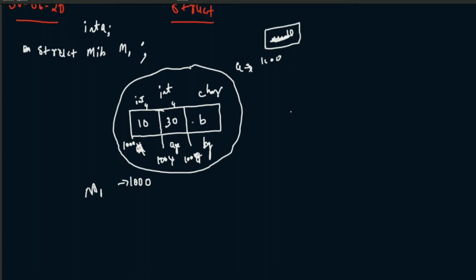Now my thing is I want to access this 10. How can I access this 10? To print a, I'll just use printf with percentage d and a. Directly I will write a. But I want to print this content. How can I print this content?